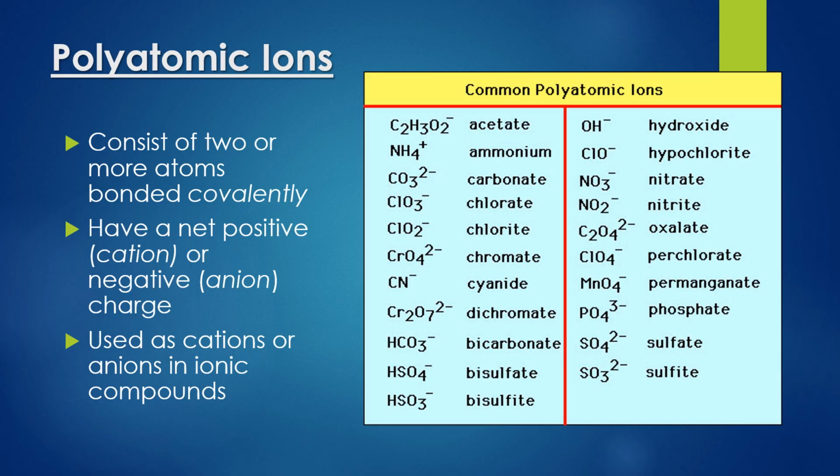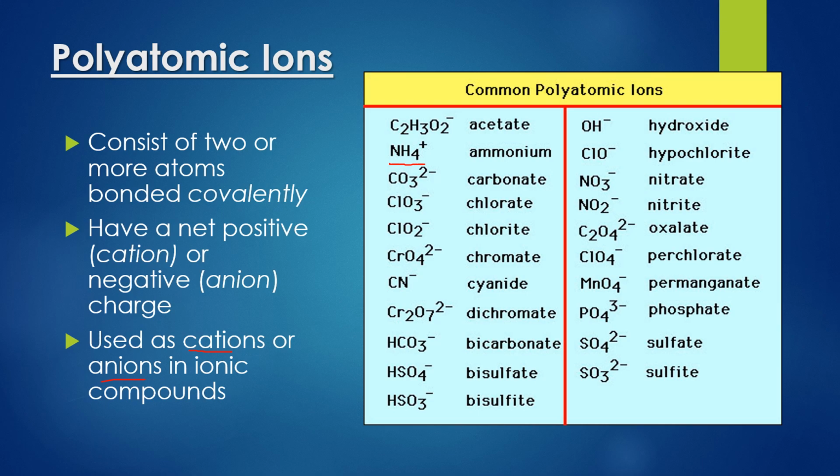But you'll also notice that they have a charge on them, right? They're ions, so they're either going to have a positive charge in the case of ammonium here, or they're going to have a negative charge, which is the case of most of the other ones. Since they have charges, we use them as either the cation portion of ionic compounds or the anion portion of ionic compounds.